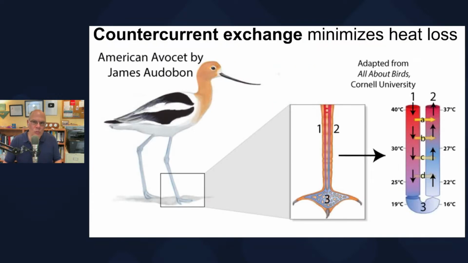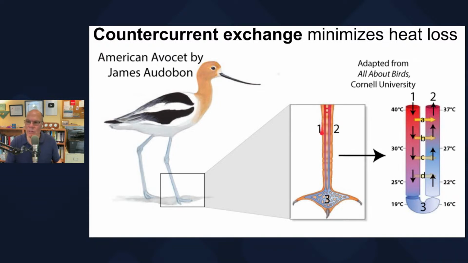There's another really cool adaptation that's called countercurrent exchange. That's found in birds, but it's also found in us. So the basic idea is that the arteries are the blood vessels that send blood away from the heart, and the veins return it to the heart. And the way that arteries and veins are organized in appendages like legs in birds is that the arteries are interior to and pressed against the veins.